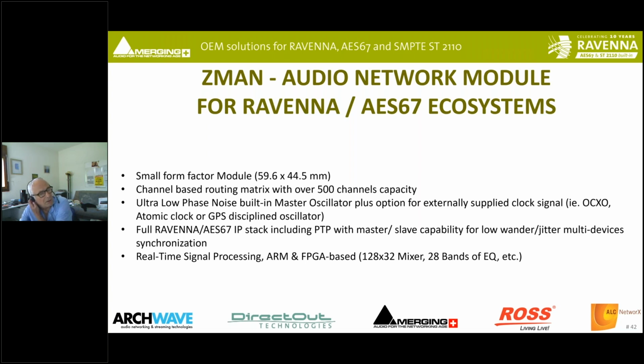There's additional software support in those modules, which gives you access to a routing matrix of over 500 channels. So you can route in and out over 500 channels. You also have a real-time mix engine of 128 by 32, and additionally 28 bands of EQ. So that comes also with our design. You may not need all of that, but it can come in handy because compared to a simple I/O module, our module has extensive processing capability that comes along.